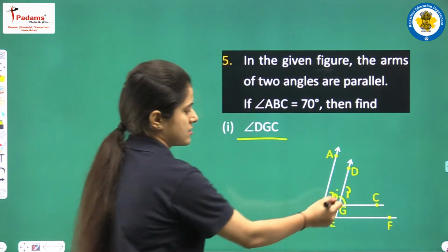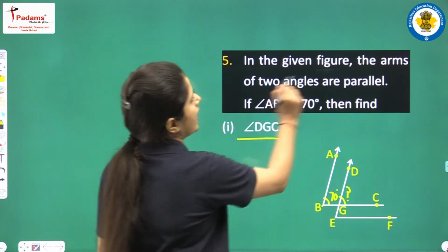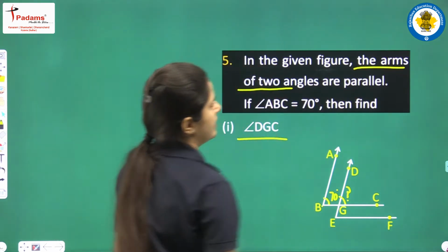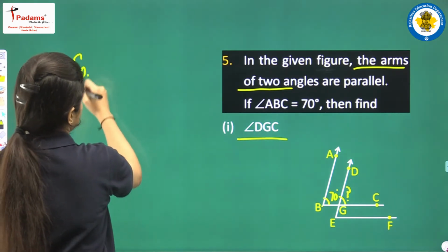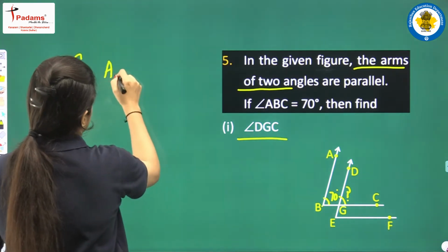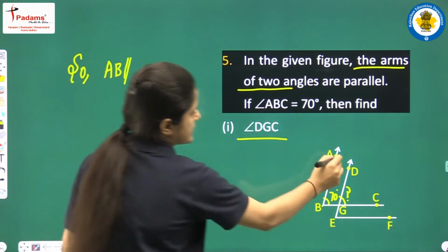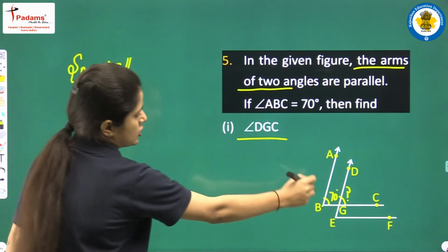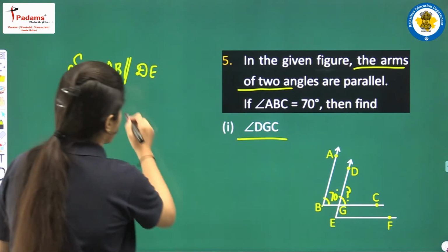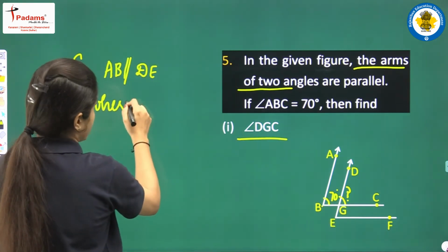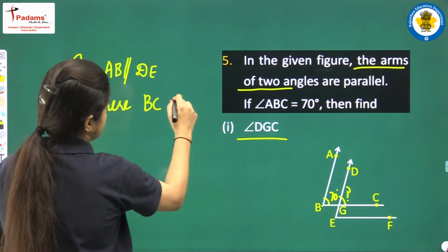Okay, in the first part we are given that the arms are parallel. Okay, in this figure the arms are parallel, so it means this AB line is parallel to this line. Which line? DG line. Okay, DE line, whereas BC is transversal.